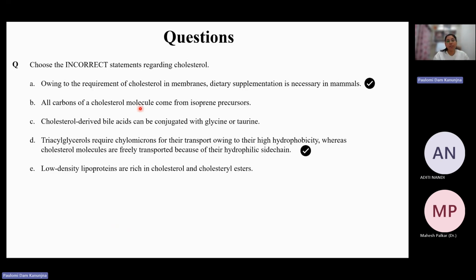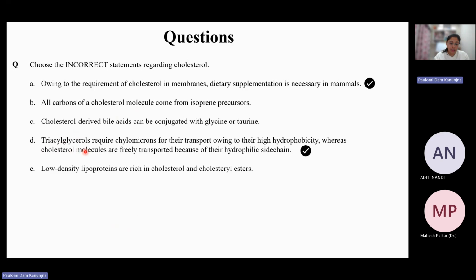The second one says all carbons of the cholesterol molecule come from isoprene precursors, which is correct. We have already seen that. C says cholesterol-derived bile acid can be conjugated with glycine or taurine, which is also correct because this increases their solubility and helps in the emulsification of fat. So it's basically helping them in solubilization, right?